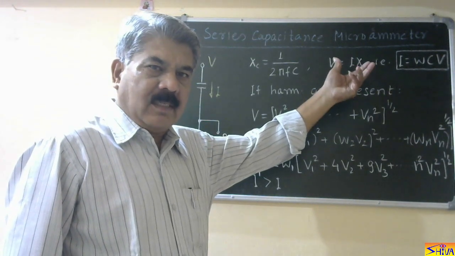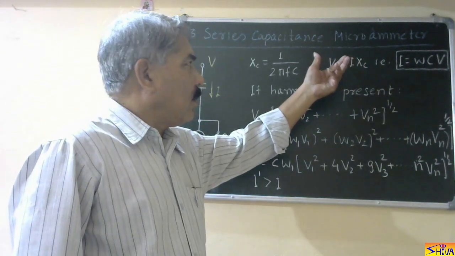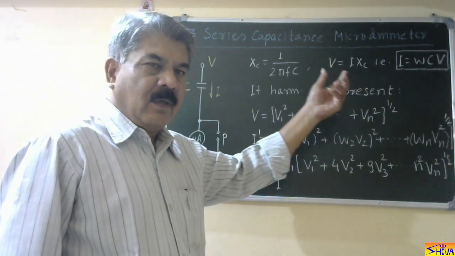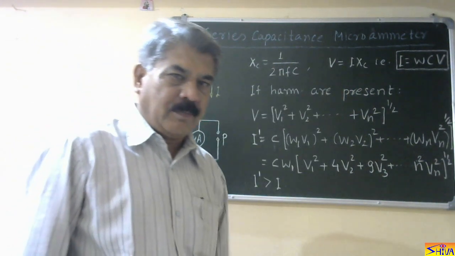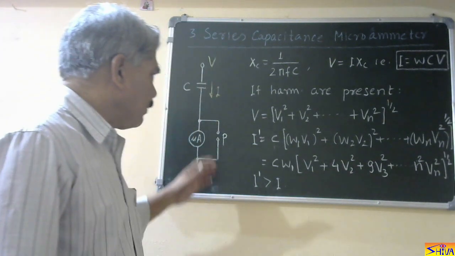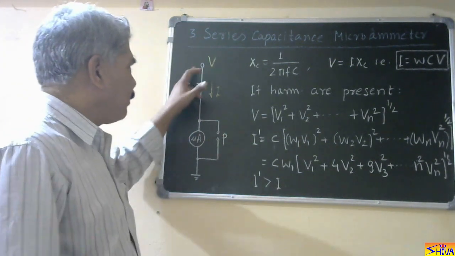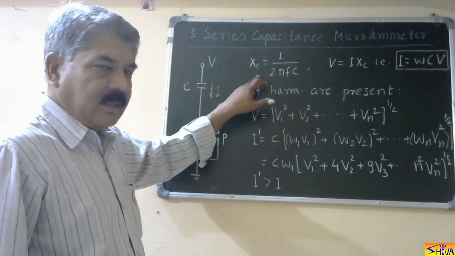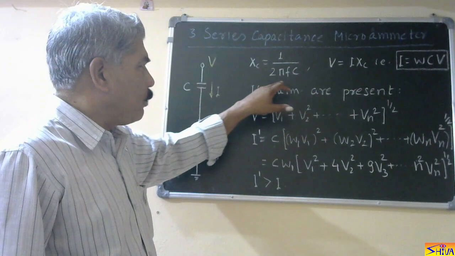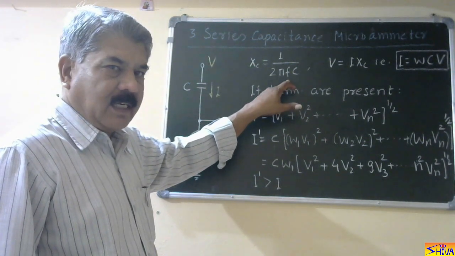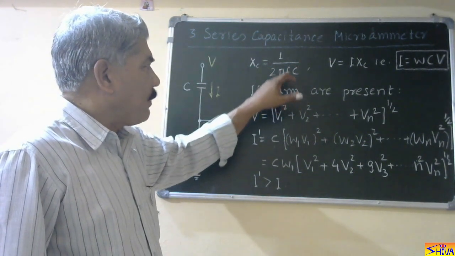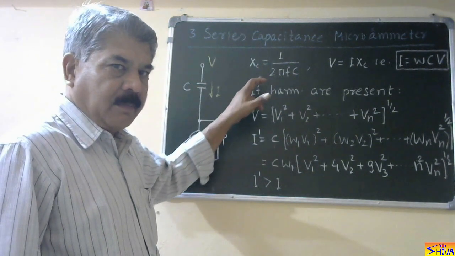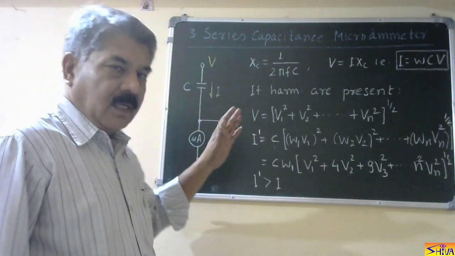This can also be named as series capacitance milliammeter or series capacitance voltmeter. Only difference with respect to previous method is in place of having high resistance, we are having capacitance. Capacitive reactance is given by 1 upon 2 pi Fc. F is constant, that is 50 Hz. So if capacitance is small, capacitive reactance will be large and current will be limited.